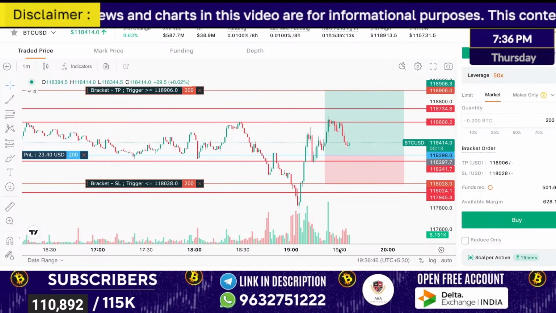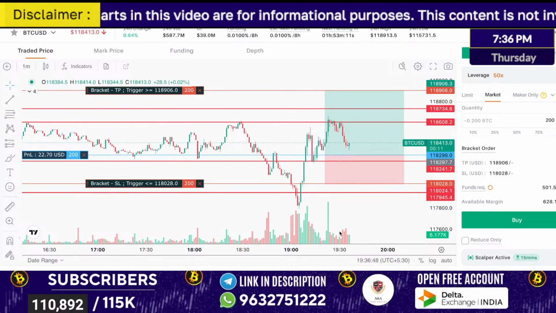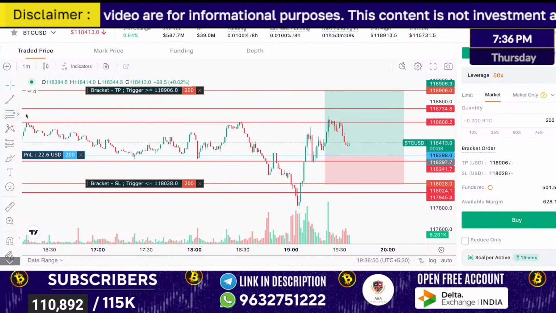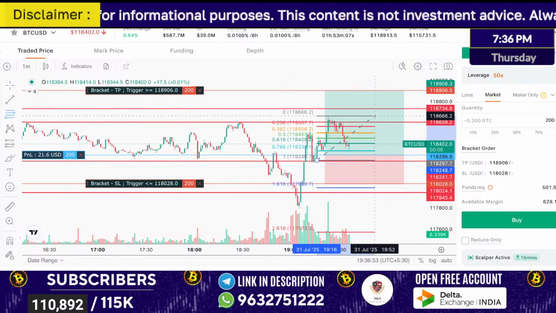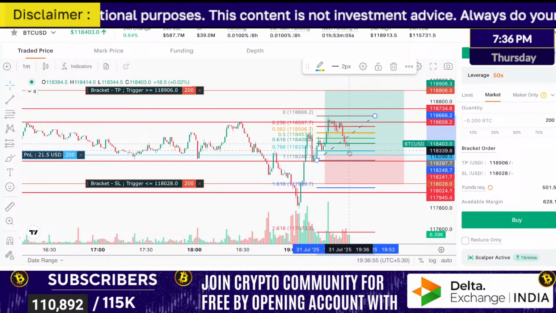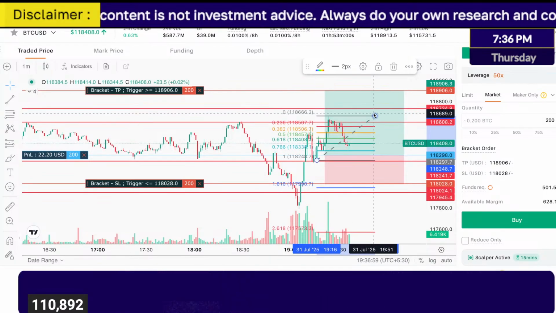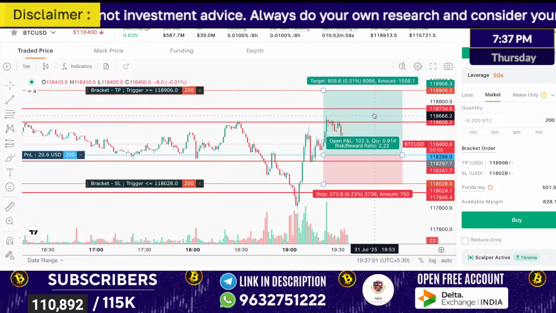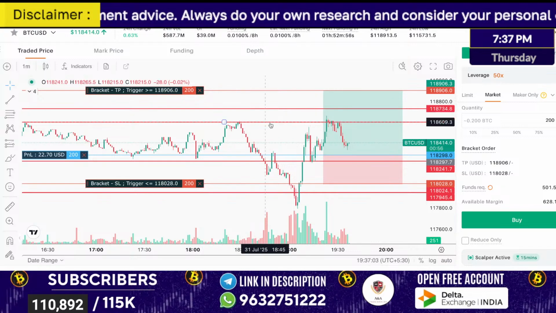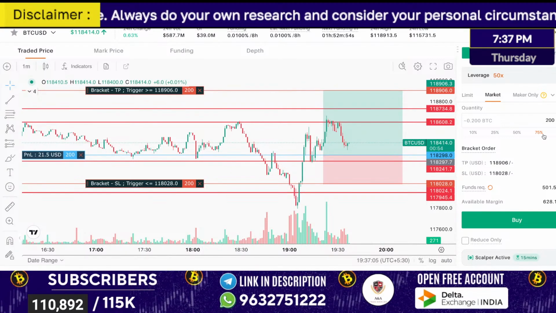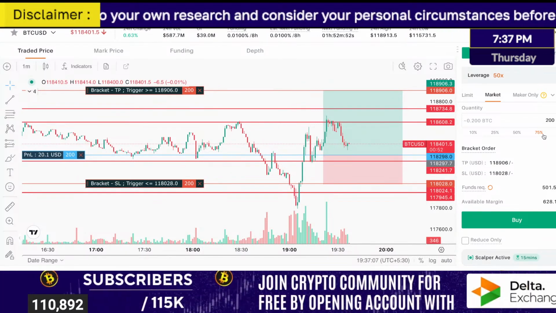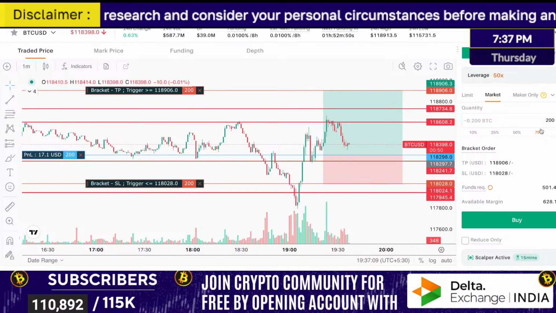Here a little volume is increasing. Hopefully the market, let's say, has come up to the 786 level. So from here, if there is a continuation, it is a good thing. We'll see how it goes.